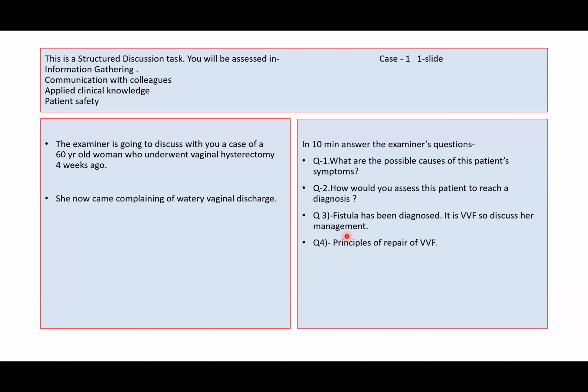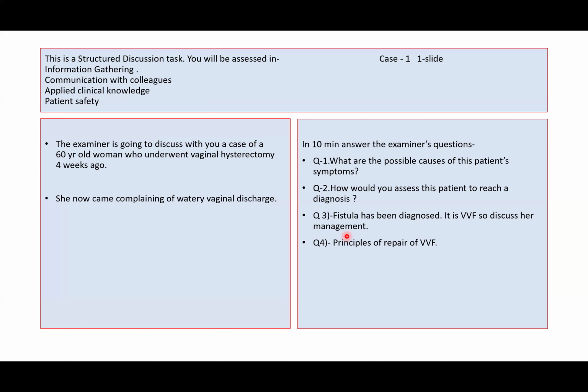And call the patient after 2 weeks, and before the removal of the catheter, we again do the retrograde cystogram to see whether the fistula tract has healed or not. I will also do the duty of candour, explain to the patient and apologize. And I will raise an incident report about this incident to avoid further incidents like this. And also I will inform the risk management team, and all the documentation should be done.